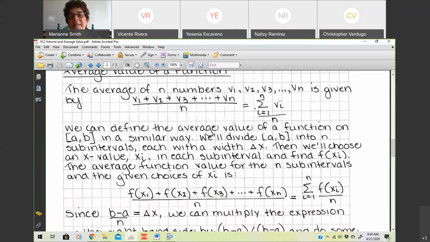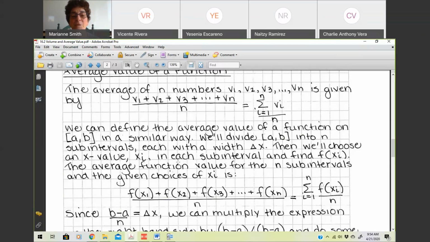But suppose you want to find the average value of some function on an interval [a, b], a closed interval. Okay, we're going to do this in a similar way. What we're going to do is take the interval and divide it into sub-intervals that have that same width that you've seen over and over again in this class, delta x. Okay, and what's delta x? Delta x is a really small interval in x. Okay, then we're going to choose an x value, x sub i, so that it's inside that delta x, and then find the y value, f of x sub i, that goes with it.